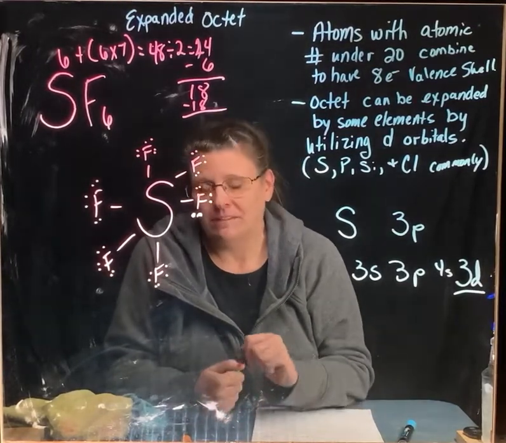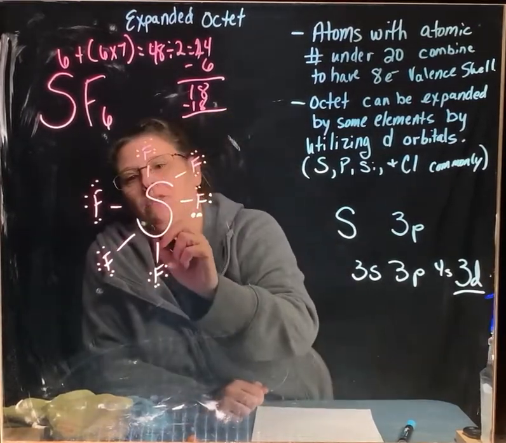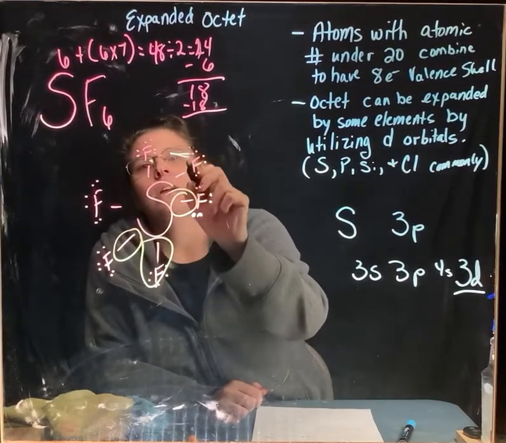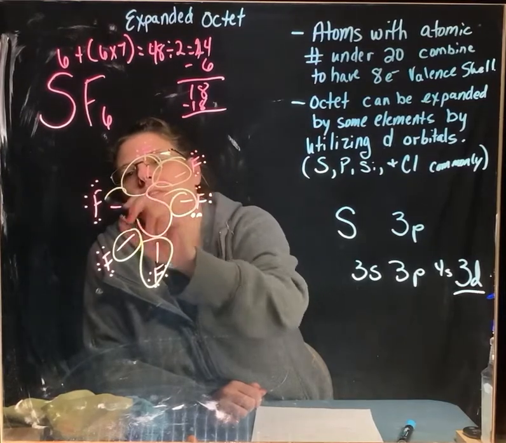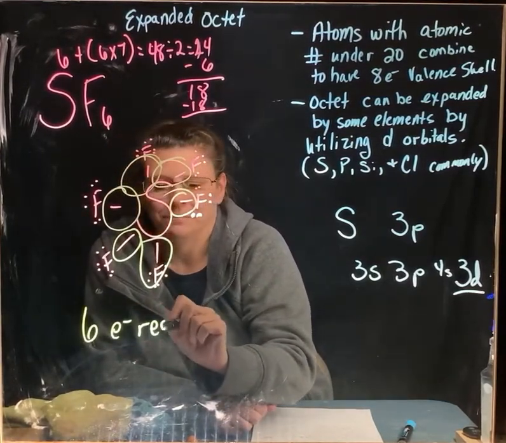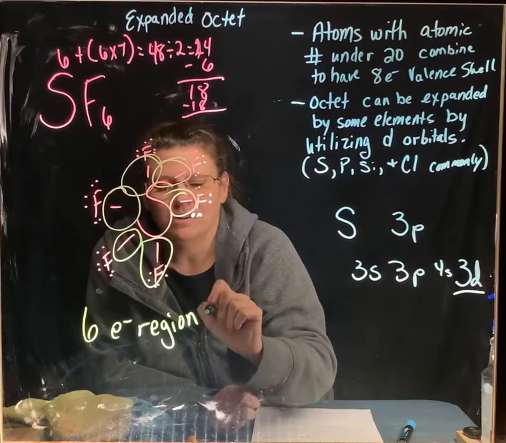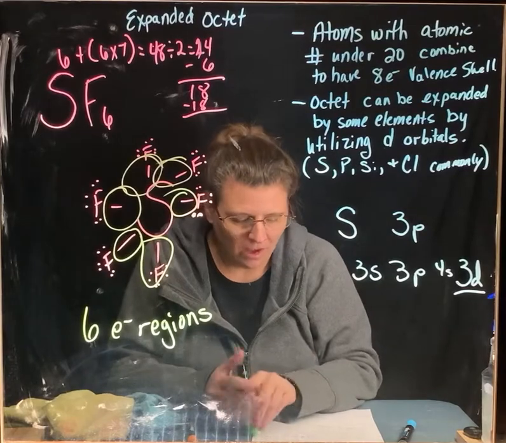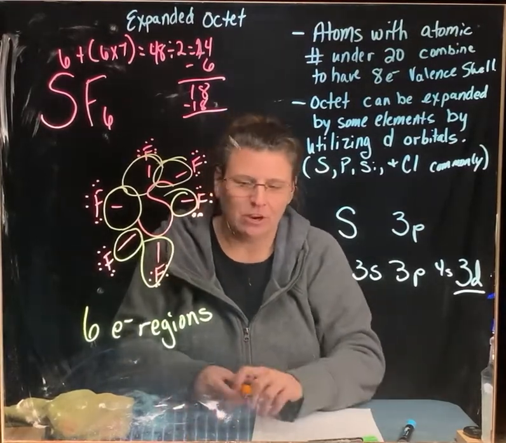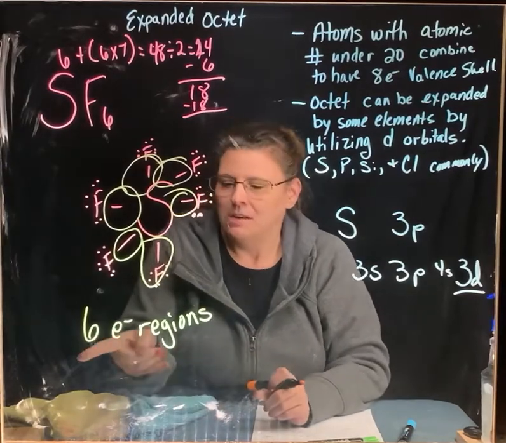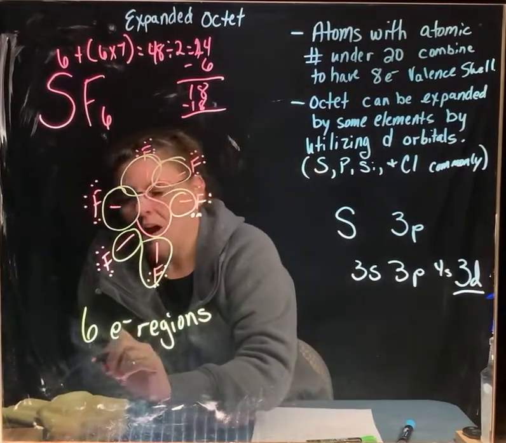Now, we have to count how many electron regions we have. We have 1, 2, 3, 4, 5, 6. So now we have 6 electron regions. This is not trigonal bipyramidal anymore. Now we have something, and I will give you a chart so you can see what they look like when we get back to class. But now we have something that is called an octahedral.